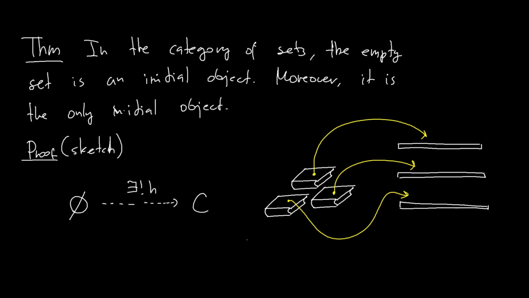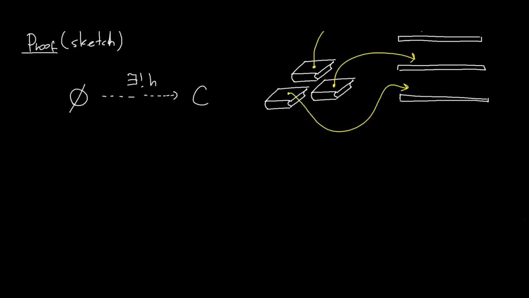Now, that feeling that you have of having done your job is a kind of real-life manifestation of the existence of this function from the empty set to any other set C. In this case, C is the set of shelves. Formally speaking, a function is defined as a set of ordered pairs.